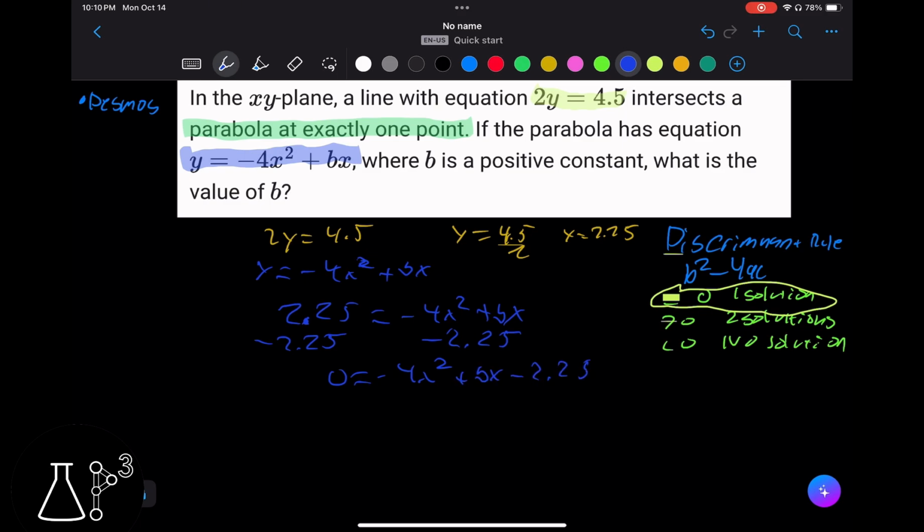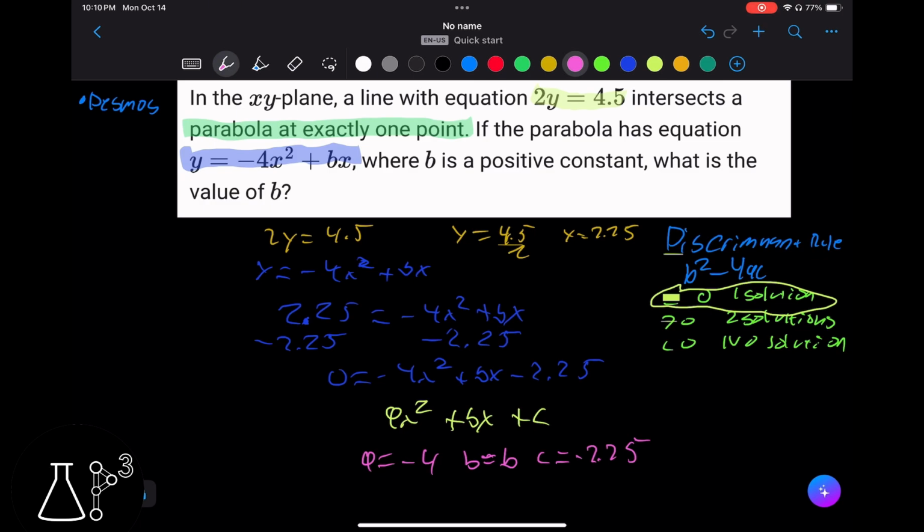And as we can see, this is in quadratic equation format, or ax squared plus bx plus c. And because it's a quadratic equation, I can look for my a, b, and c values to use the discriminant rule. Our a value equals negative 4, our b value equals b, and our c value equals negative 2.25. Now what I want to do is plug it into the discriminant where it equals 0, because it intersects at exactly 1 point, to look for my positive b value.